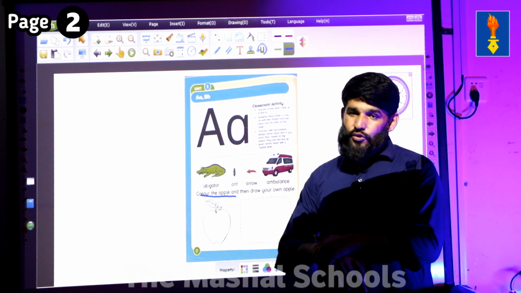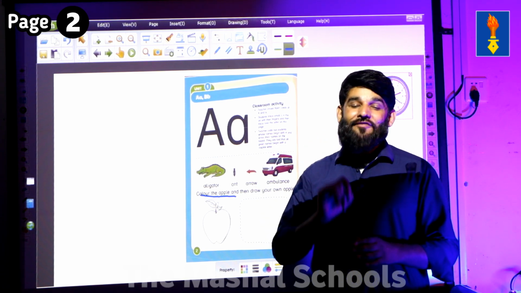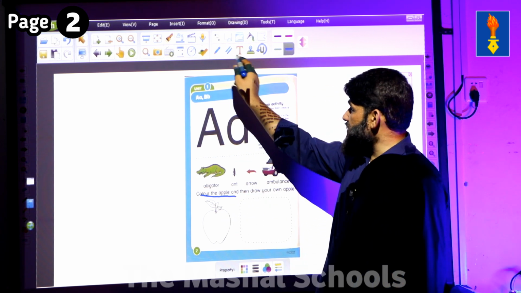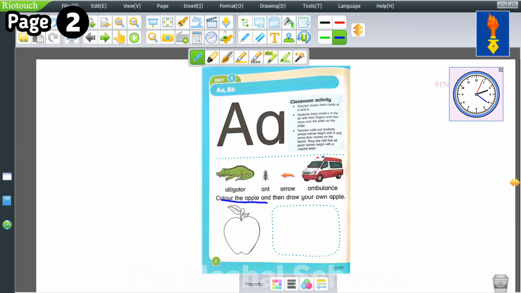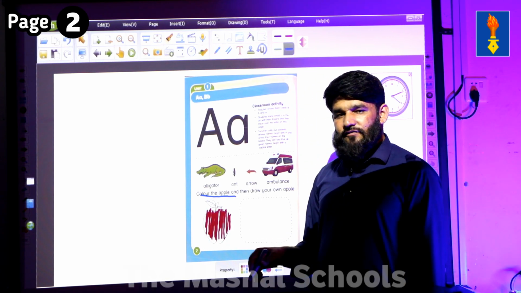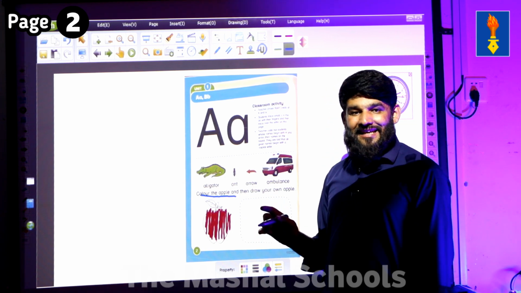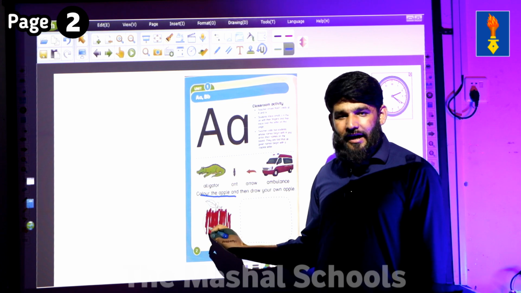Remember that when you are coloring, you have to color vertically. So for example, I'm giving the apple red color. Whenever you color, you have to color like this, up and down, up and down. And one mistake I made was that I went out of the border line of the apple.